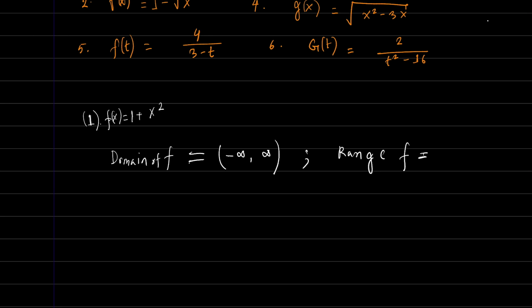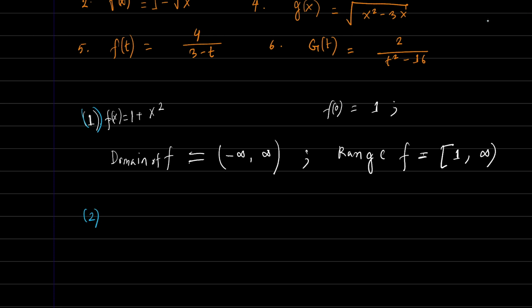the value of x square cannot be negative. So x can be 0. So f of 0 is 1. So the minimum value is 1. So the range is 1 to positive infinity. So we just solved the number one problem.